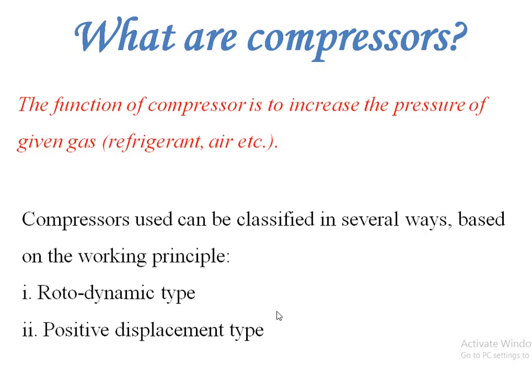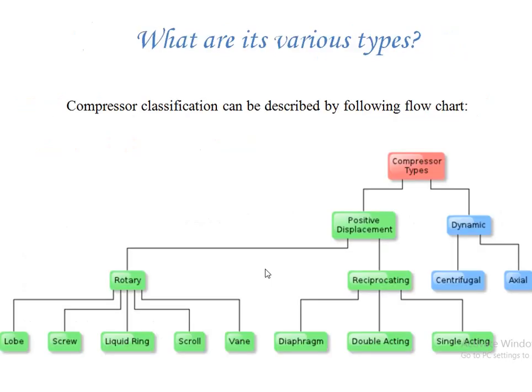Compressors can be broadly classified into two categories based on the working principle. The first one is called a rotodynamic type compressor. The second one is called a positive displacement type compressor. Further, compressors can be classified into different groups. The following flowchart shows the different classification of the compressors.